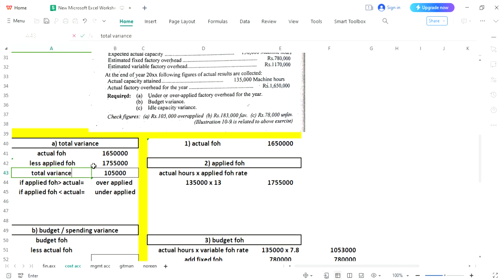and you have to decide one more thing. Total variance is calculated. You will have to decide whether it is over applied or under applied. I have said that if applied is more than actual, you can see over here, applied is more. Applied FH is 17 lakh 55,000, while actual FH is 16 lakh 50,000. Applied is more than actual, so you will name this total variance as what? Over applied. So you will mention over here it is over applied FH.